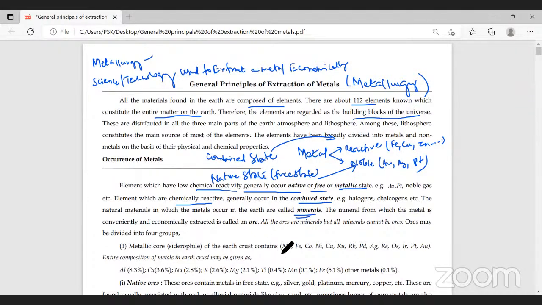We'll have to learn 5 terms in order to learn the chapter extraction of metals, the principles of extraction of metals. Are you following, Dhanlakshmi? Yes, sir.